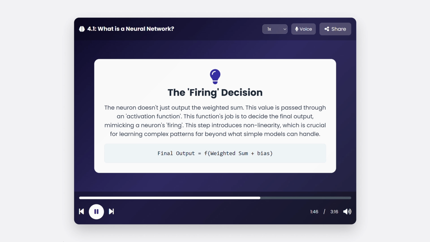That decision is made by a critical component called the activation function. This is the final step inside the neuron. It takes that single number, the weighted sum plus the bias, and uses a mathematical function to squash it into a final, standardized output. Simple activation functions might act like an on-off switch, outputting a 1 if the input is high and a 0 if it's low. This step is what allows the network as a whole to learn incredibly complex, nonlinear patterns that simpler models like linear regression could never hope to capture.